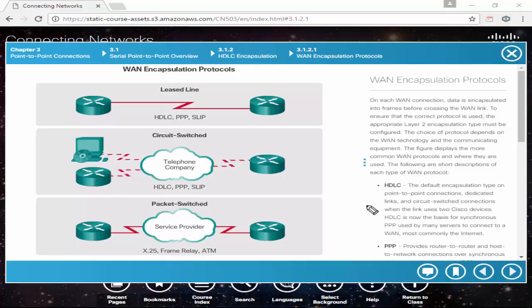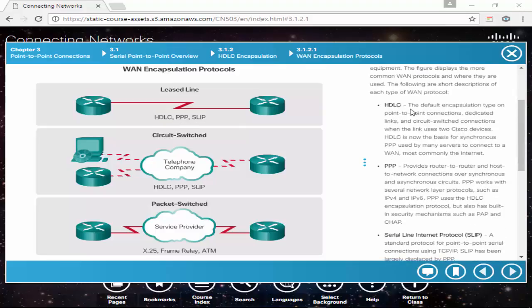So now to encapsulation. Remember, all of these are layer 2 encapsulations, right? So we're used to Ethernet, but serial doesn't run over Ethernet. Serial has some options. HDLC and PPP are the ones we care about. SLIP is something else. So HDLC is the default encapsulation, so that's why we never see it. If we just plug in two serials, that's what it's running by default, HDLC.